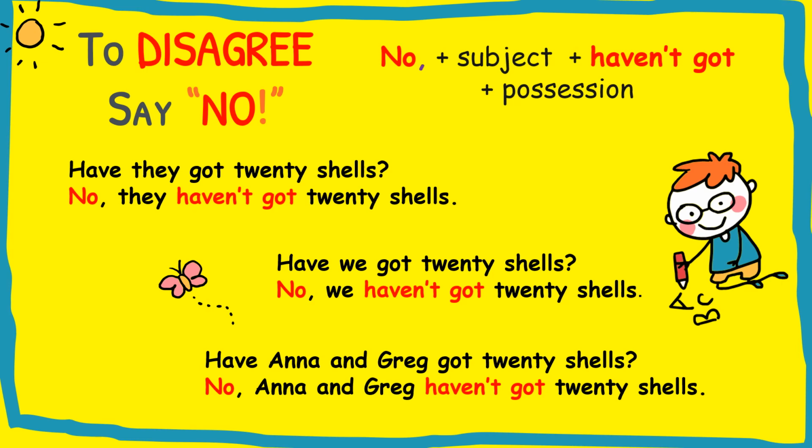Have they got 20 shells? No, they haven't got 20 shells. Have we got 20 shells? No, we haven't got 20 shells. Have Anna and Greg got 20 shells? No, Anna and Greg haven't got 20 shells.